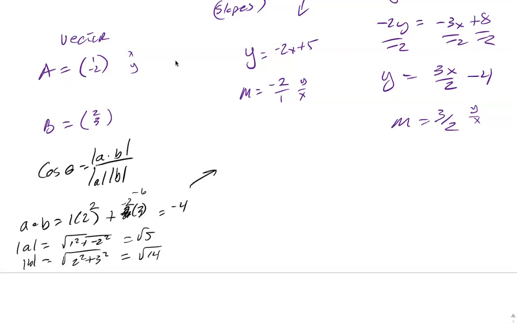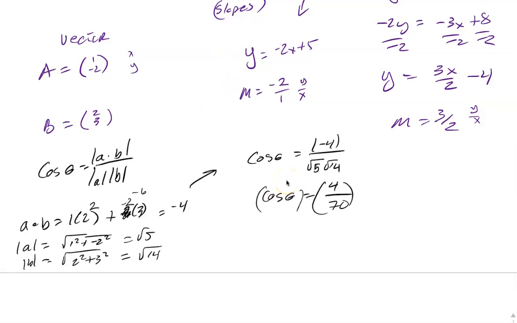So from my formula sheet, plug it in, we get this. It's the absolute value of -4 over rad 5 times rad 14. Let me simplify this to make it a little nicer. It'll be 4 over, that's what, 60? 5 times 70. Ooh, that's embarrassing. There we go. So then I take the cosine inverse of both sides and get my answer.